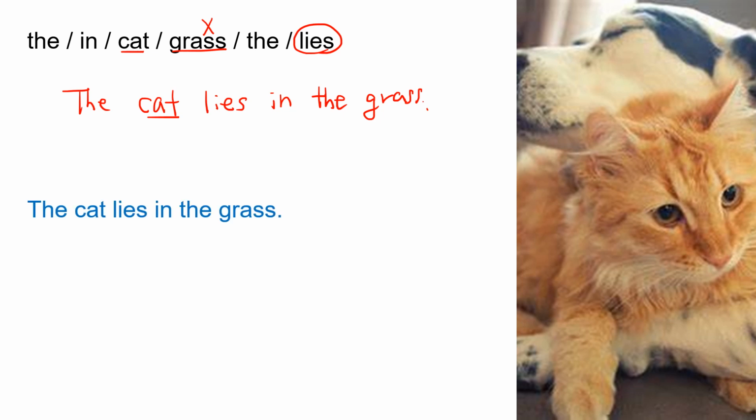The cat lies. So let's pronounce this S sound. Put this together. Lies. This S sounds like Z. Lies. And then lies in. The cat lies in the grass.